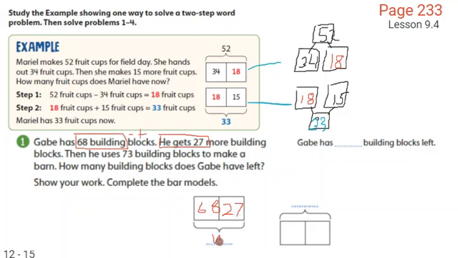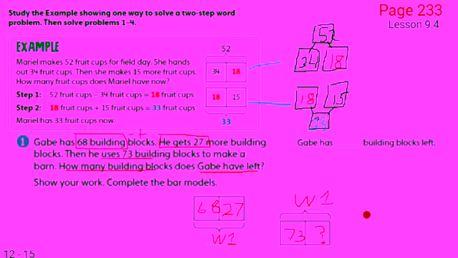Then he uses 73 building blocks to make a barn. How many does he have? So from that whole, he's going to subtract 73 to make a barn. How many building blocks does Gabe have left? So this whole, W1, minus 73 is going to give you this final unknown. Okay, figure it out.